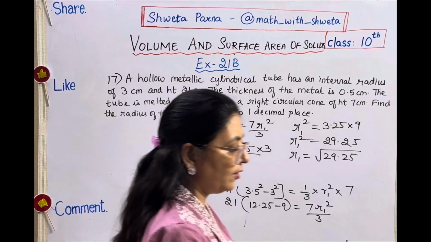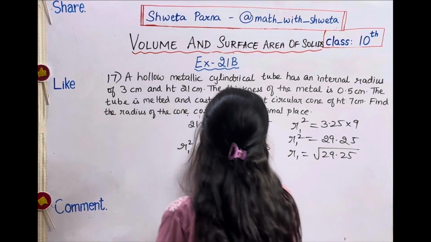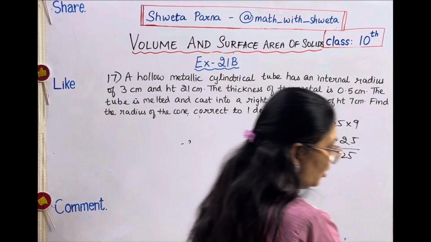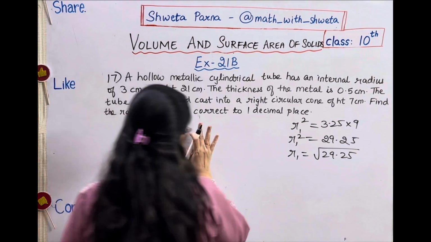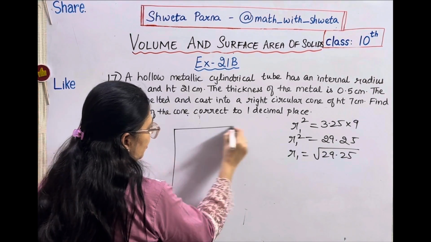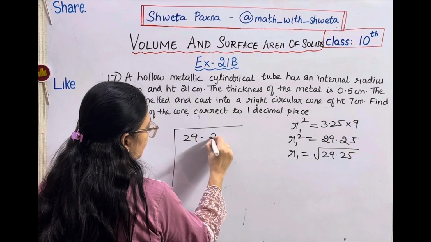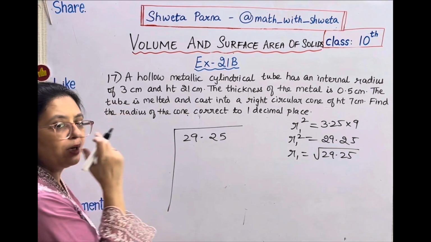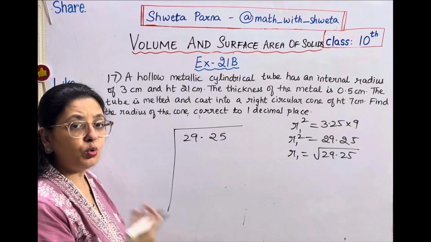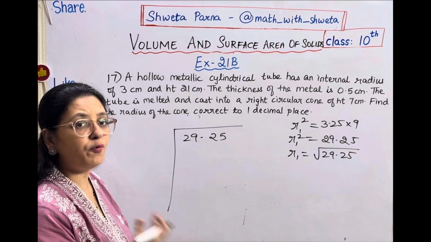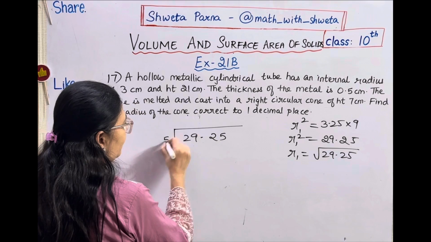Now how do you find the square root? Long division method. Yes. Chalo, 29.25. Let's find the square root. I will take it up once again so that you are clear with it. 29.25. Okay. Now you have to take the square table. We are not taking the regular table. 1 one is 1, 2 twos are 4, 3 threes are 9, 4 fours are 16, 5 fives are 25.